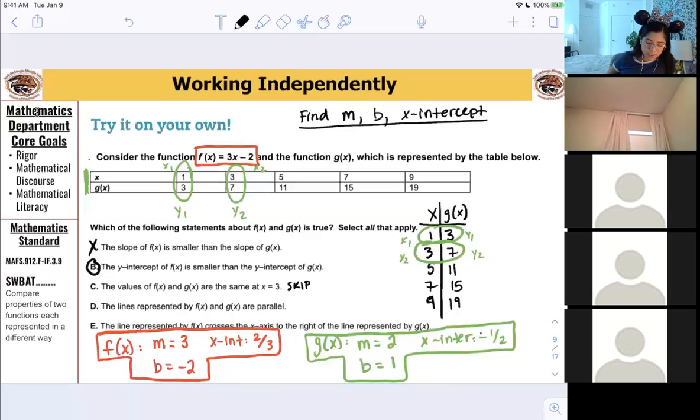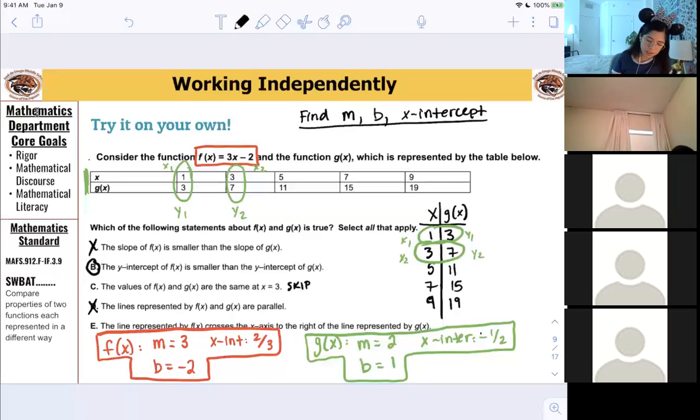D, the lines represented by f of x and g of x are parallel. False. Why is that false? If they were parallel, what would be the same? Not the x-intercept. If it was parallel, what has to be the same for both lines? The slope. The slope has to be the same. They would have to have the same m, but they don't.